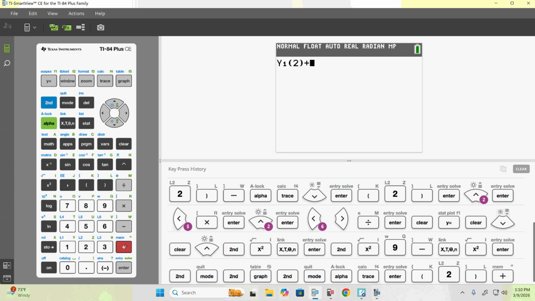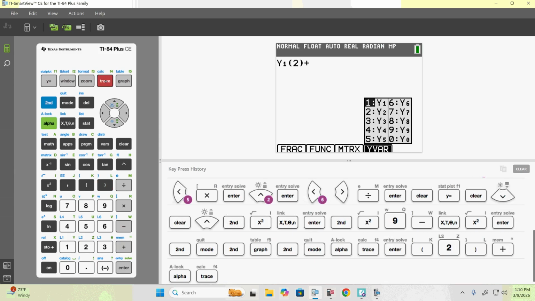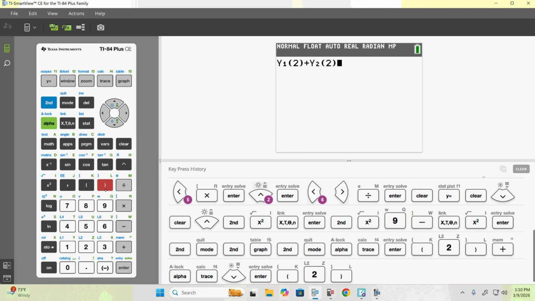And that's fine, but we want to add to it what? Alpha trace y2, and we want its value to also be 2. Did we get this typed in? Hit enter. 3.65. Rounded to 2 places, that's our answer. Questions on this here?